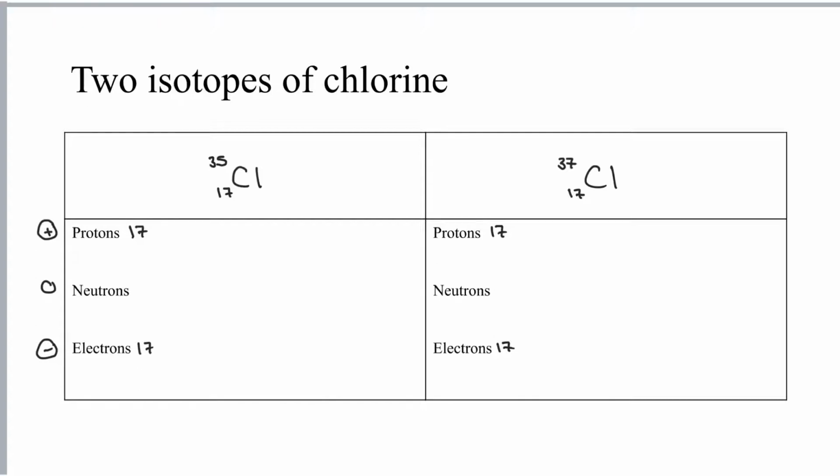Now, to work out the number of neutrons, we get the mass number and subtract the atomic number. So 35 subtract 17 is 18 neutrons in this isotope, and 37 minus 17 gives us 20 neutrons in this isotope. So, same number of protons, but also the same number of electrons, but different numbers of neutrons. So let's look at that in a little bit more detail.